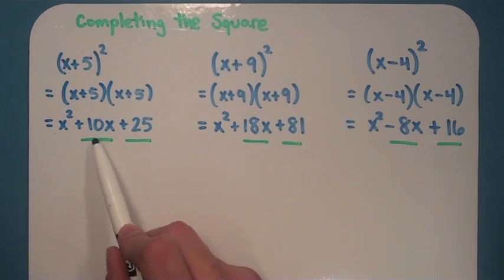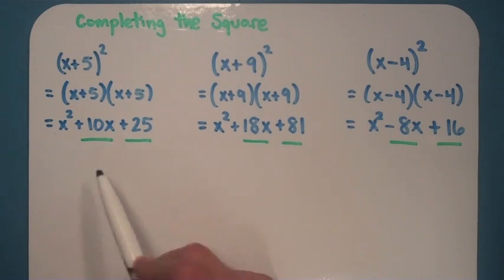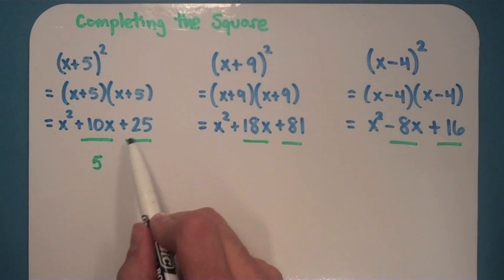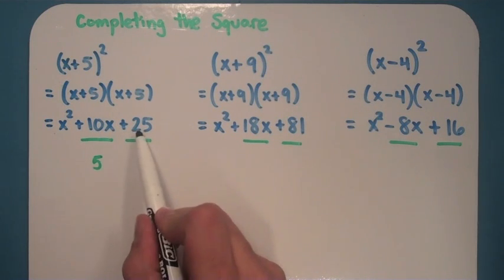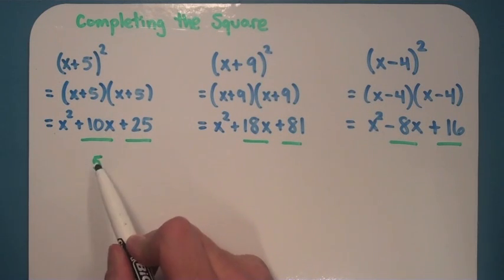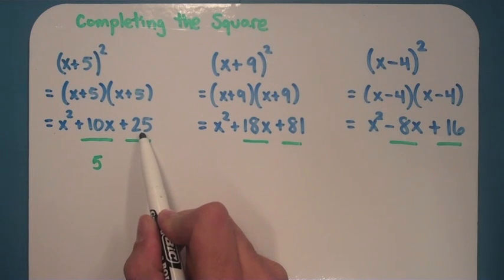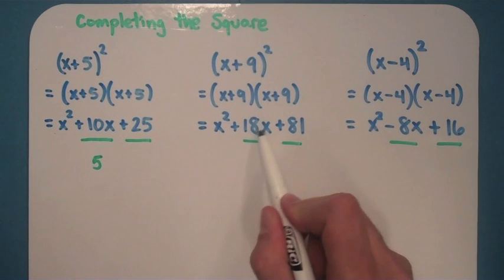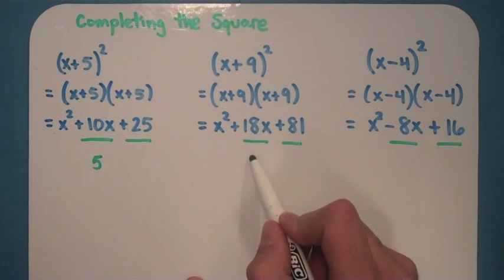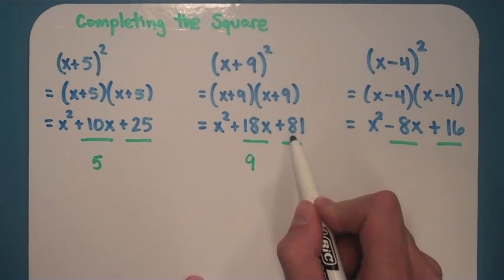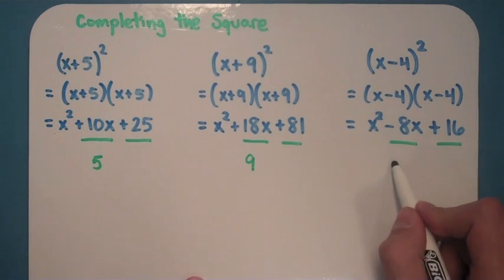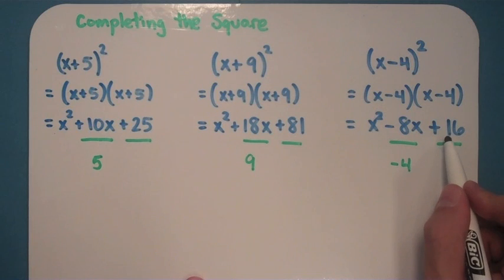If we take this first example here, look at this 10. If we took half of 10, we get 5. And if we square that 5, we get our 25 right here. So we took half of this number, we got 5, and we squared it, and that got us this number over here. On the second example, if we take half of this positive 18, we get a 9, and 9 squared is 81. And finally on our third problem, half of negative 8 is negative 4, and negative 4 squared is a positive 16.